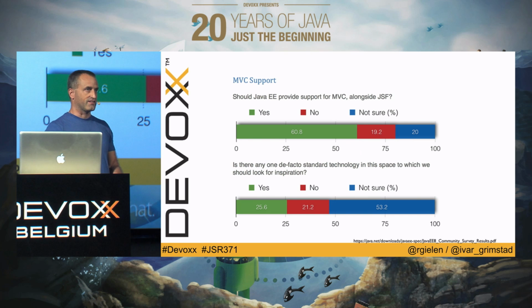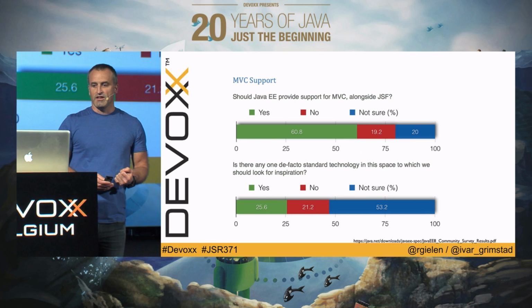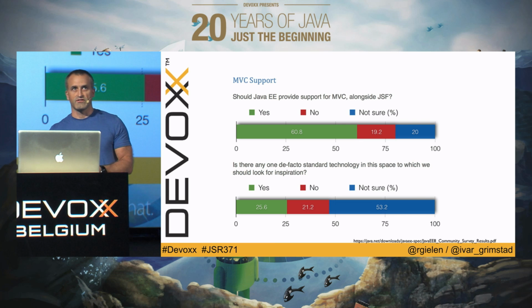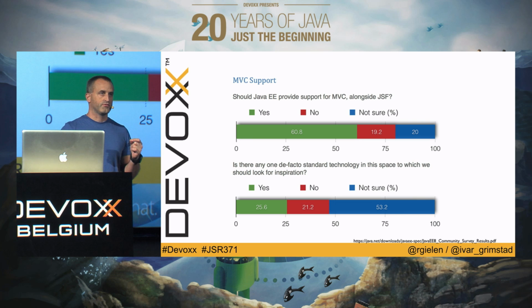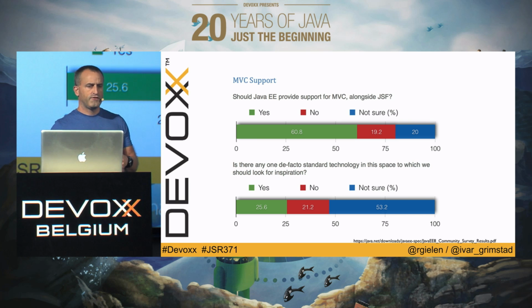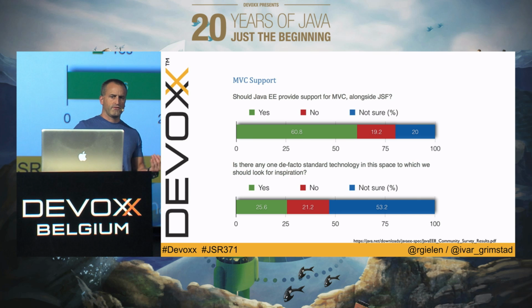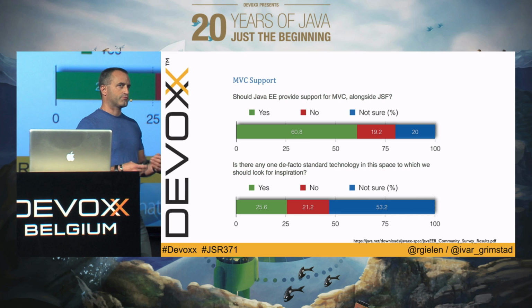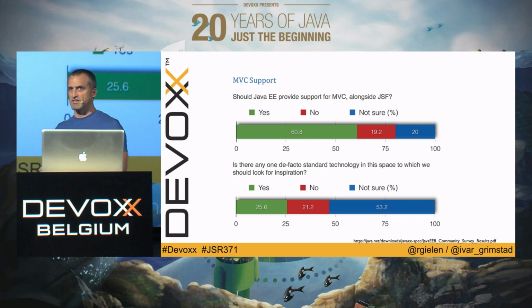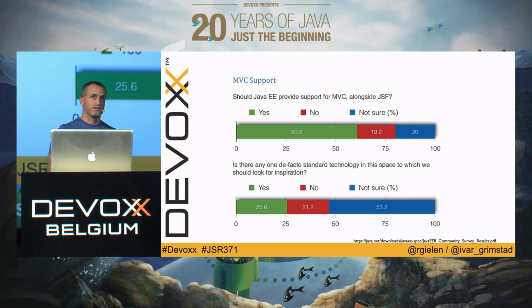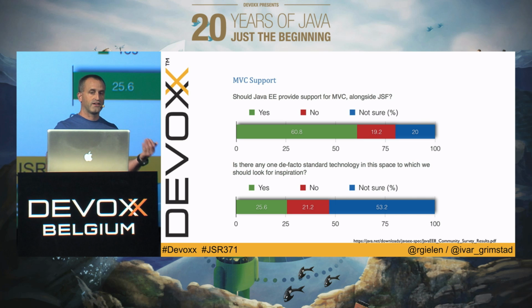And the answer to that question is that the community really wants MVC. This study was done prior to Java EE 8, and more than 60% answered yes in the community study for Java EE 8 that they wanted MVC. And there was apparently no favorite out there either, so more than 50% answered actually not sure when they were asked where should we look for inspiration. So it's not like we could just take Struts or Spring MVC and just do the same thing in Java EE. There was really no favorite out there.